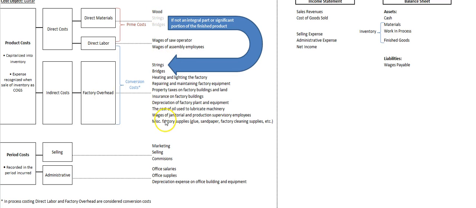Here you have various examples. One thing that's interesting, and it's a bit unique, is that sometimes when the material isn't such a major part of the product, it can be classified into factory overhead. Like for example, in the book, they took strings and bridges, for a guitar, and they classified them as factory overhead, even though they are direct materials. That's a little bit subjective, so if that were to happen, I would let you know.